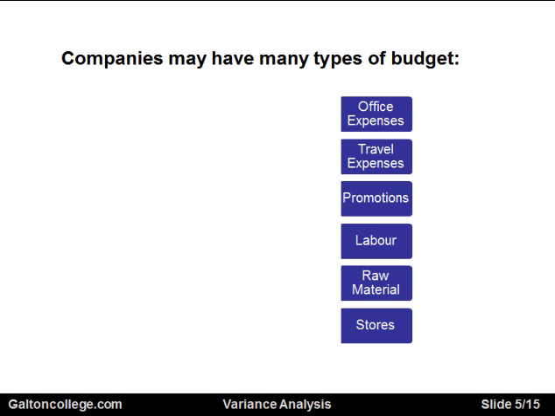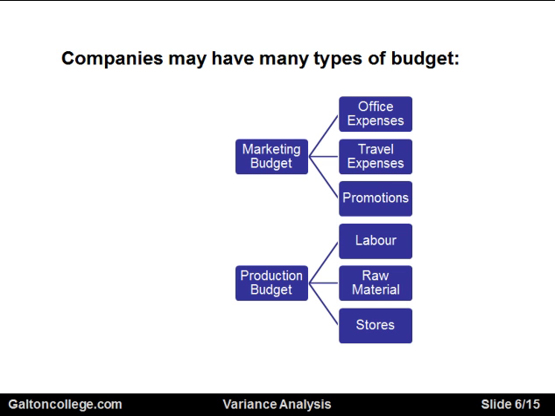Now, companies have many types of budgets, and these are just a few: office expenses, travel expenses, promotions, and so on. In practice there may be many more than this, and the individual budgets may be grouped, for example, into a marketing budget or a production budget or an administrative budget or an R&D budget. So we may have lots of smaller budgets fitting into a bigger budget. The marketing budget, for example, could include office expenses, particularly the marketing office, and travel expenses so that the marketing people may travel to meetings and for promotions and so on.